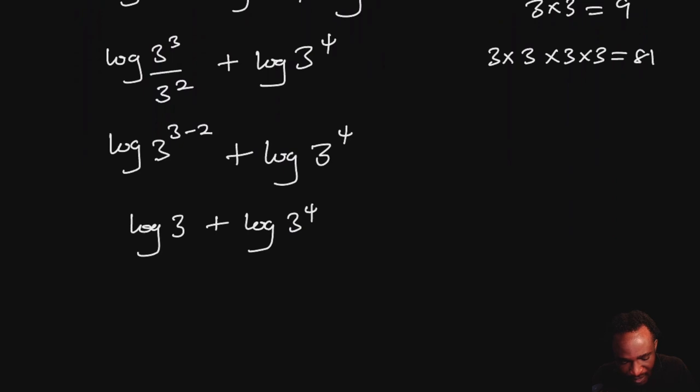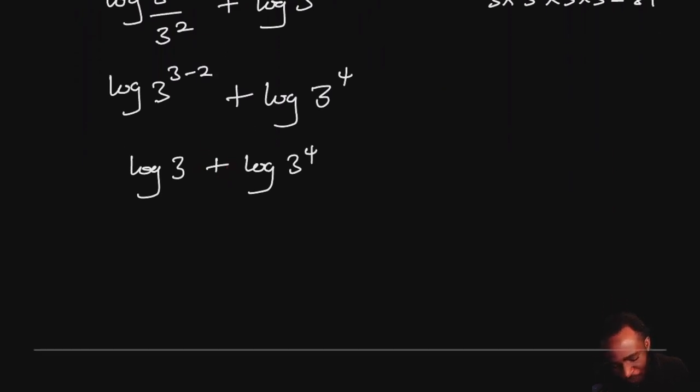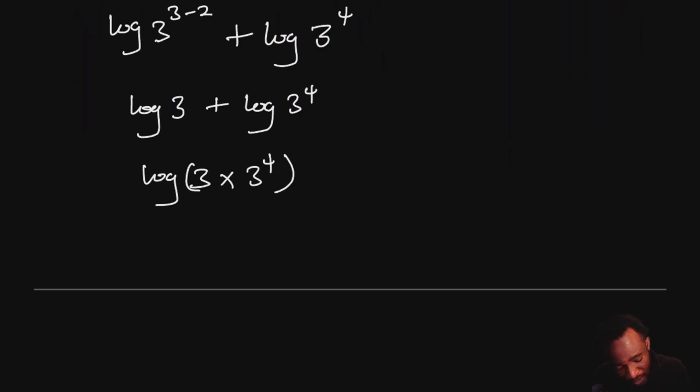Now let us simplify further. Now we have over here an addition sign, and according to the laws of logarithm, if the logs are multiplying each other, we add them. But this time we are doing it in reverse order. So since there's an addition over here, it's going to be a multiplication in this sense. So we are going to have log 3 times 3 raised to the power 4. So this is going to be our answer for now.